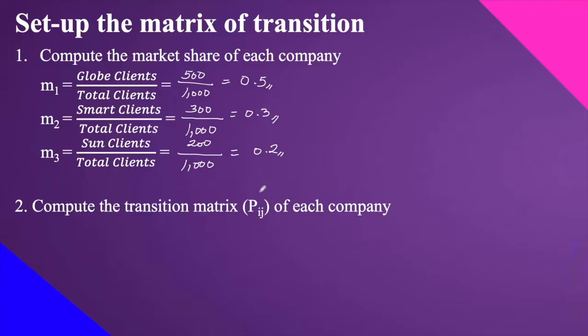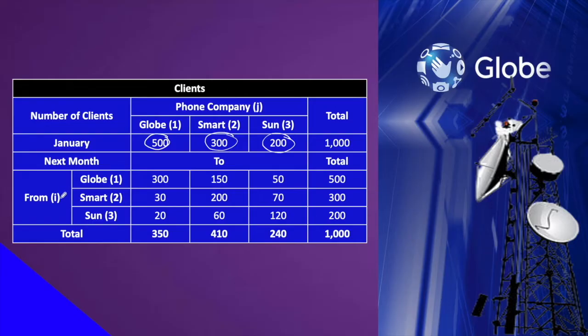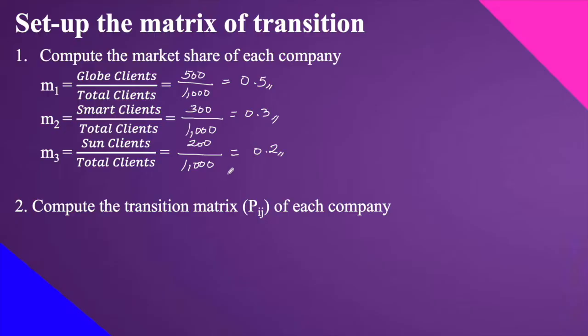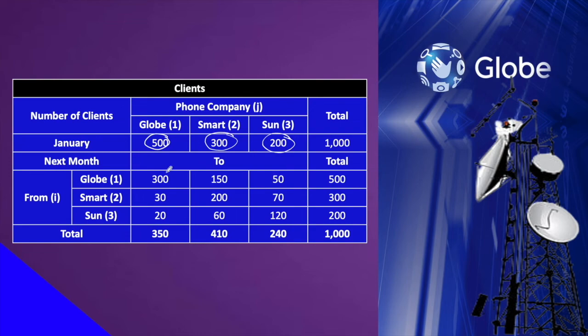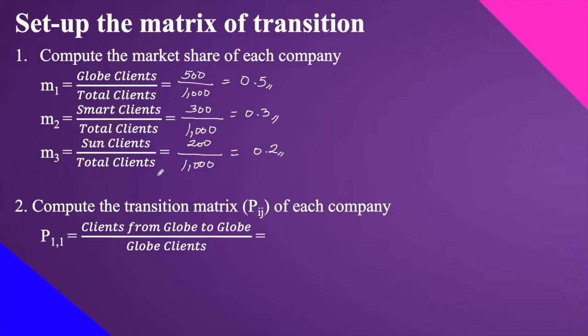So, this is P sub i over P sub i and j. Again, i and j is the from-to. So, this is the matrix table. Okay? So, P sub 1 and 1, that is clients from Globe to Globe. Why 1 and 1? This is what it refers to: from 1 to 1, from Globe to Globe. That is 300 over total Globe clients. What are the Globe clients? That is 500. 300 divided by 500, this is 0.6.